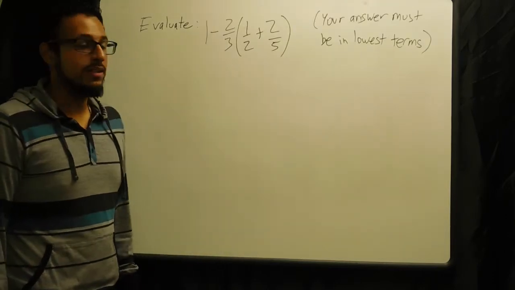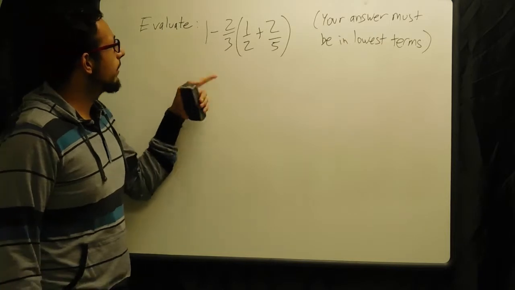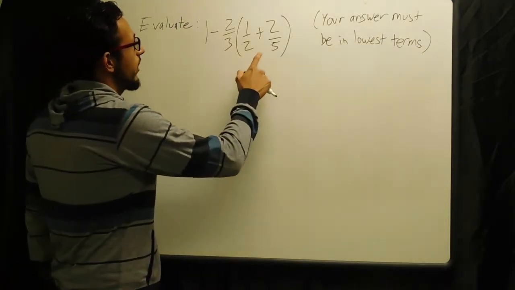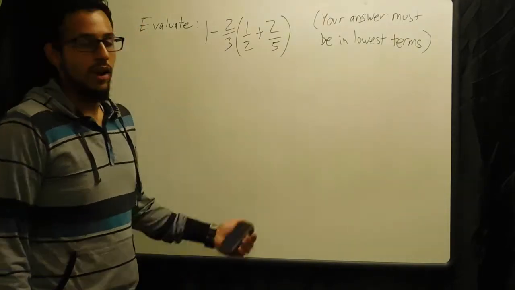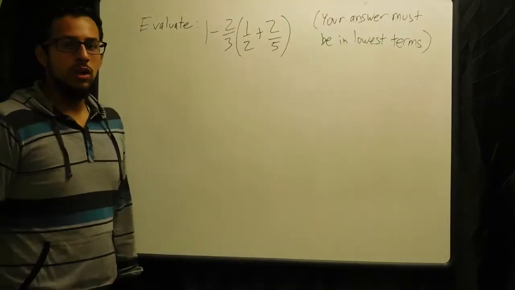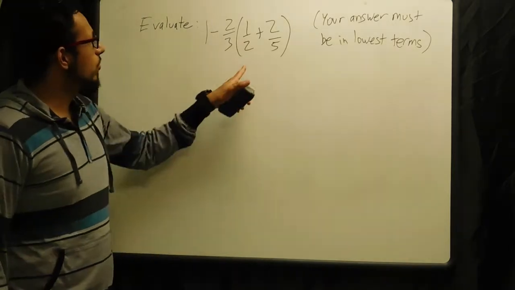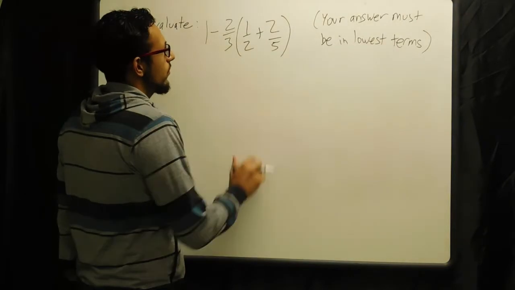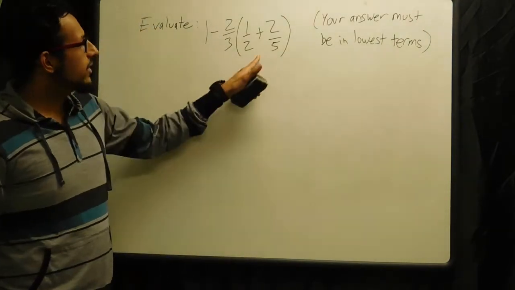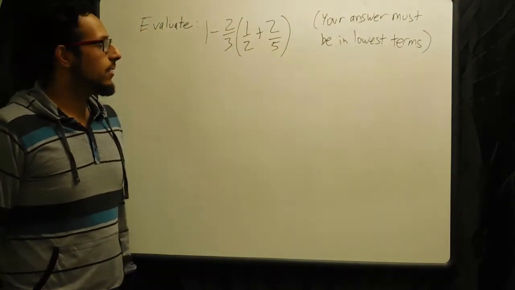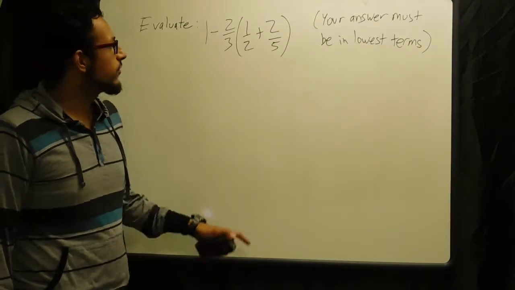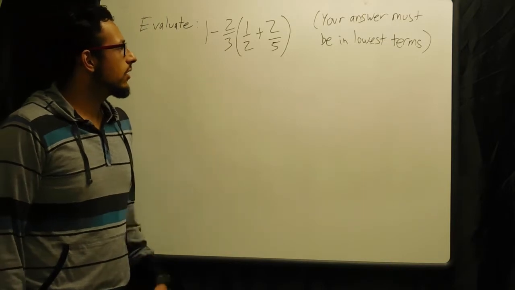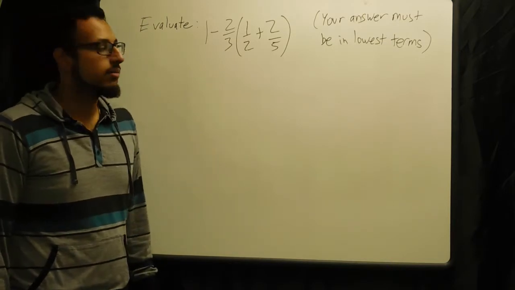So this problem is asking, evaluate 1 minus 2/3 times the quantity 1 over 2 plus 2 over 5. Your answer must be in lowest terms. So our order of operations says we need to do what's in the parentheses first. So we have to do 1 over 2 plus 2 over 5. In order to add these fractions, the denominators have to be the same. So the lowest common multiple of 2 and 5 is 10. So we're going to have to change the denominators, the whole fraction, to have a denominator of 10.